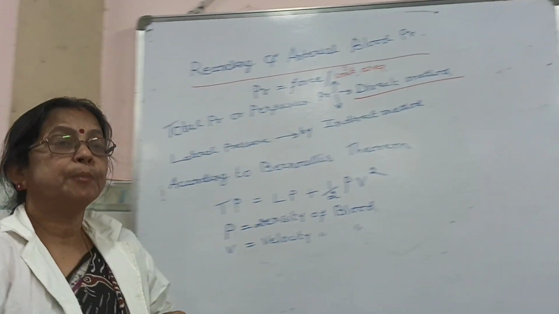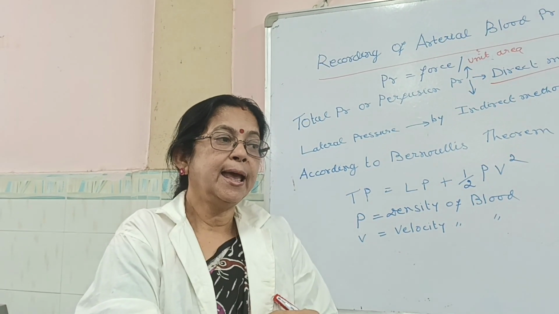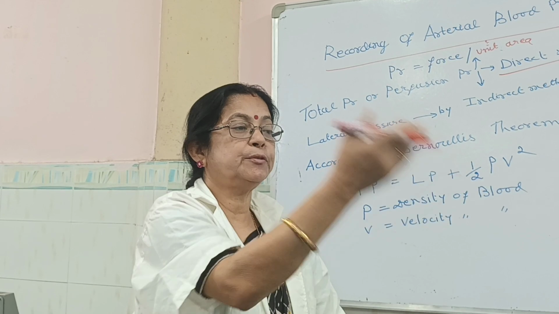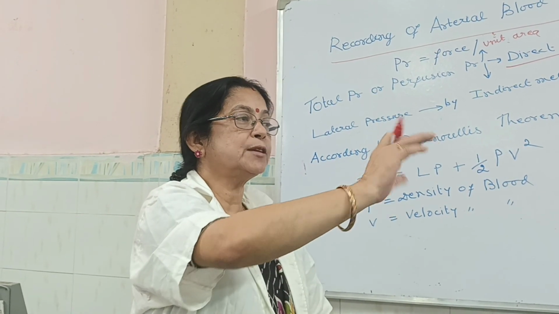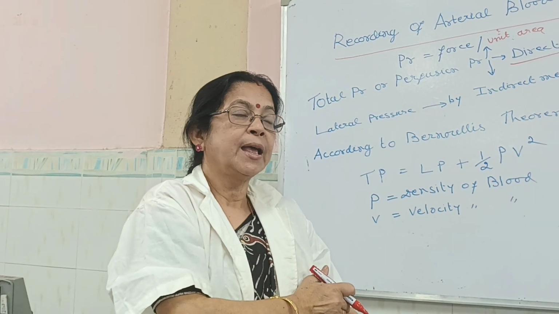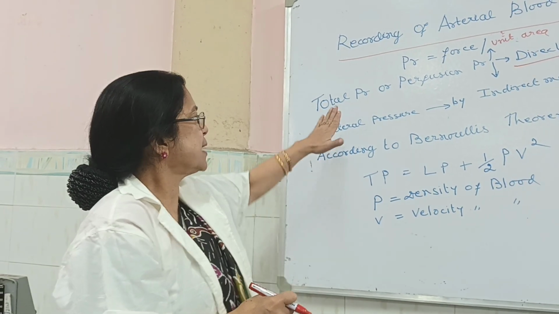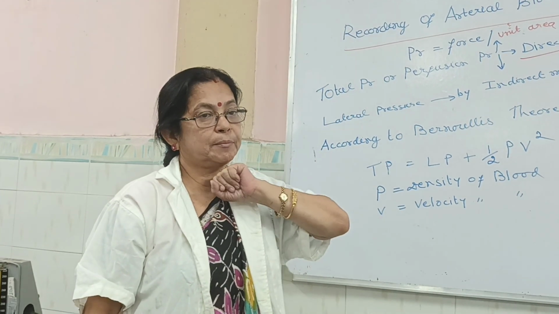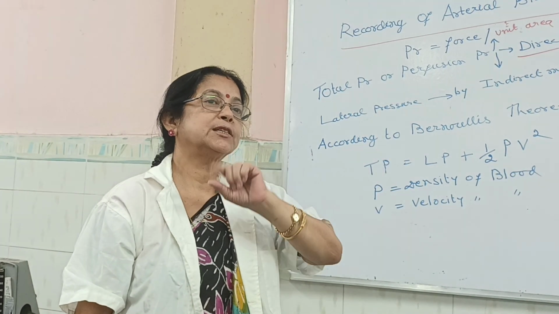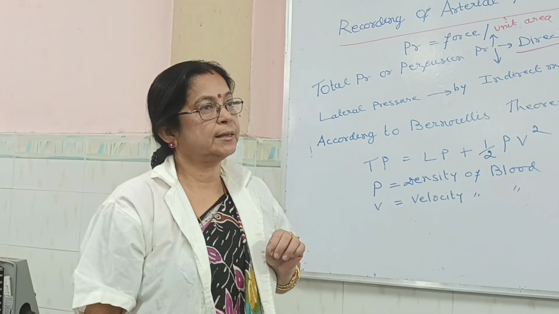What is that? You have to cannulate one big-sized artery, and that cannula has to be fitted with the arterial manometer, and the manometer reflects the total pressure or perfusion pressure. Then we will get the exact value of the total pressure or perfusion pressure if we directly cannulate one big-sized artery and the cannula is connected with the manometer.